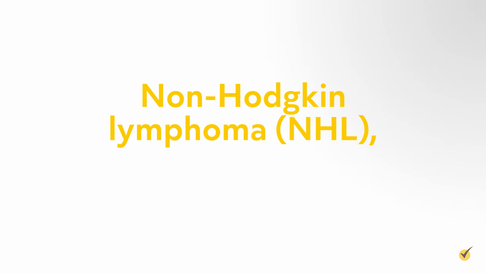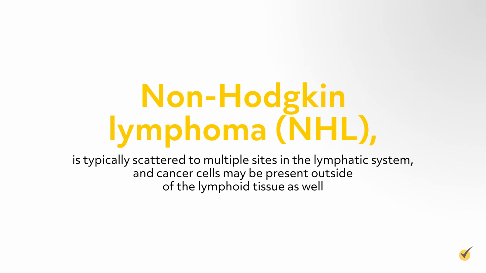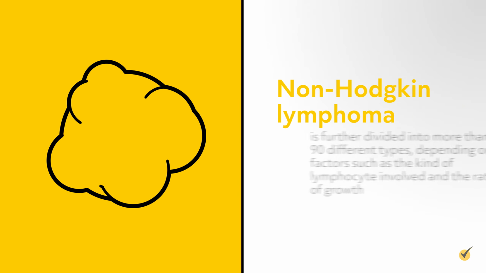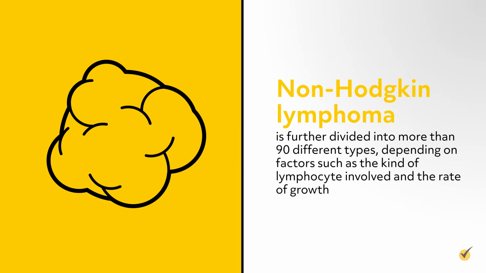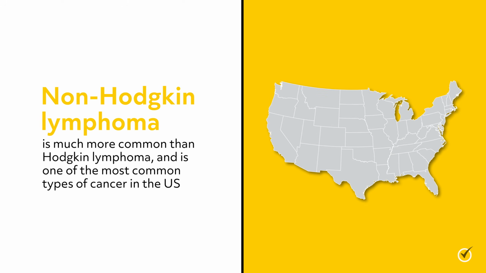Non-Hodgkin lymphoma, sometimes abbreviated as NHL, is typically scattered to multiple sites in the lymphatic system, and cancer cells may be present outside of the lymphoid tissue as well. Non-Hodgkin lymphoma is further divided into more than 90 different types, depending on factors such as the kind of lymphocyte involved and the rate of growth. Non-Hodgkin lymphoma is much more common than Hodgkin lymphoma and is one of the most common types of cancer in the U.S.